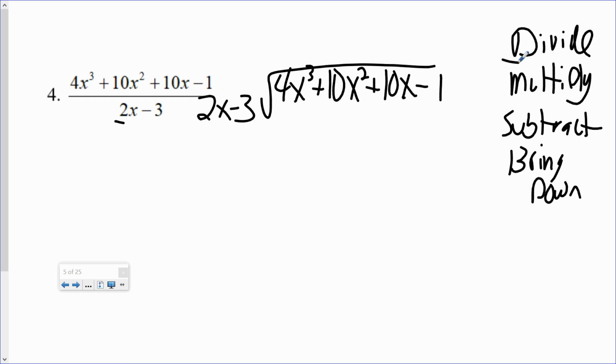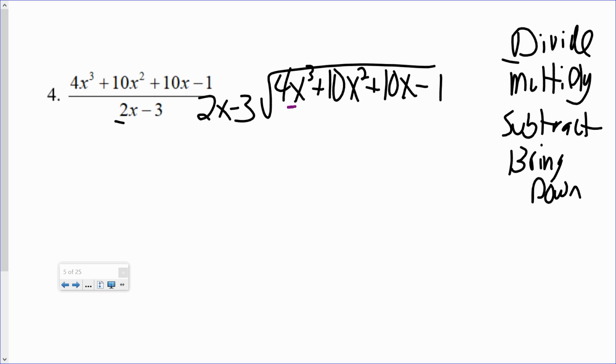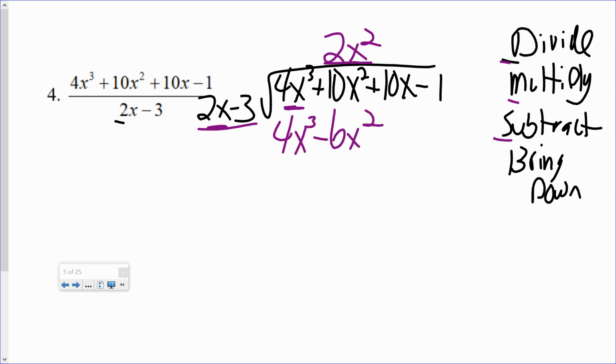Divide. I'm dividing the first term by the first term. So I'm dividing 4x to the third by 2x. That's 2x squared. Now I multiply. I'm multiplying the top by the outside. I'm distributing it to both of them. 4x to the third minus 6x squared. Subtract. Now when I subtract, I need to keep change.